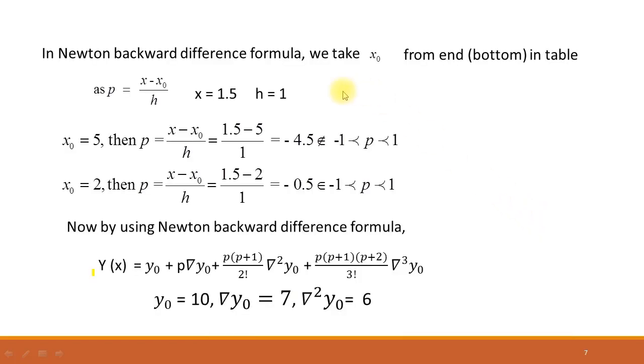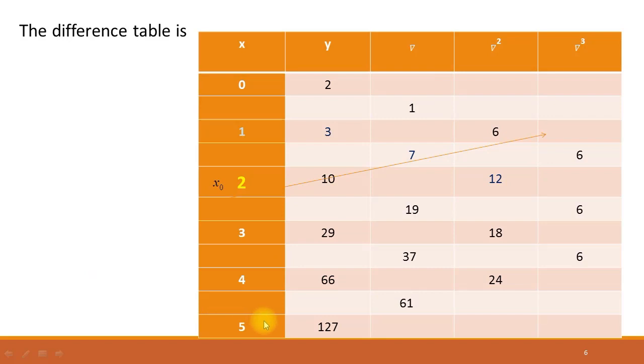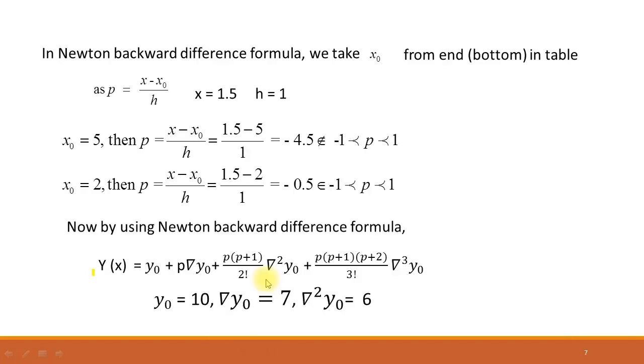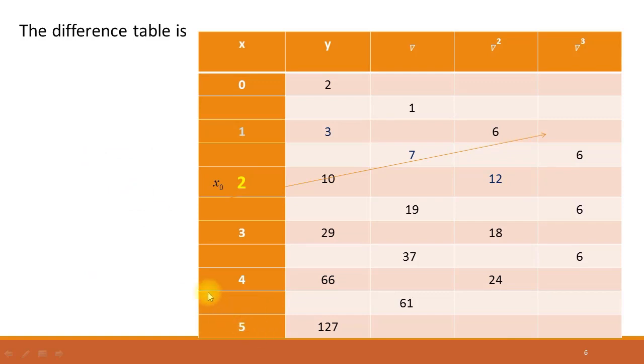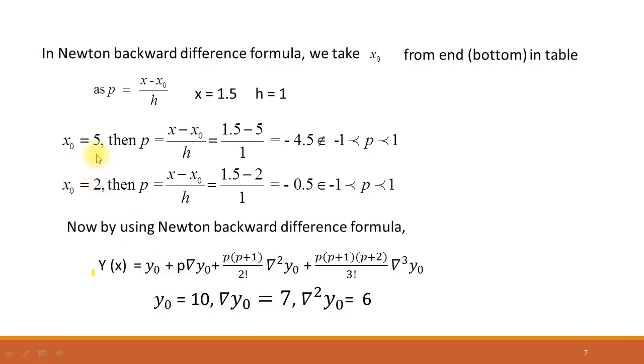Now to find the value of p, search the value of x naught. But note again, in the Newton backward difference interpolation formula, we take x naught from the end of the table. From the end of the table, this will be x naught, this will be x naught, but it depends on the range of p. Suppose we take x naught equal to 5, which lies at the end of the table. Then the value of p is equal to x minus x naught divided by h.